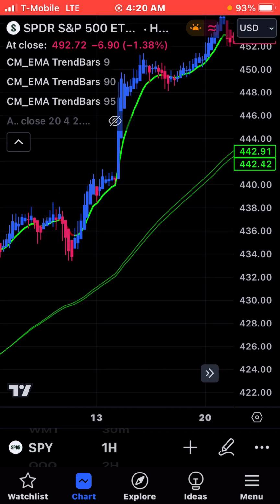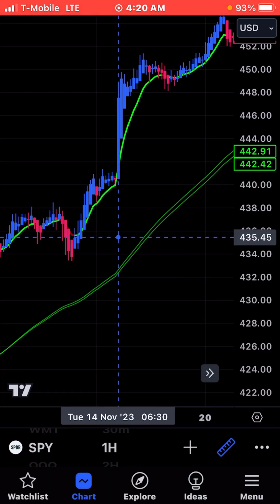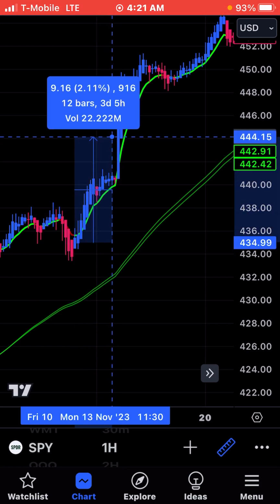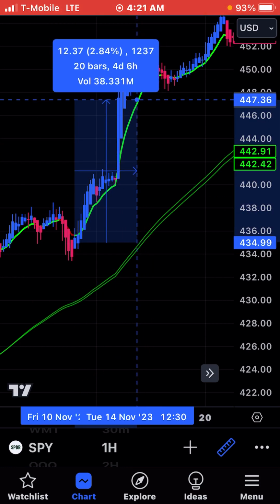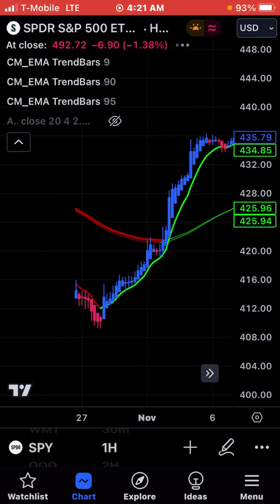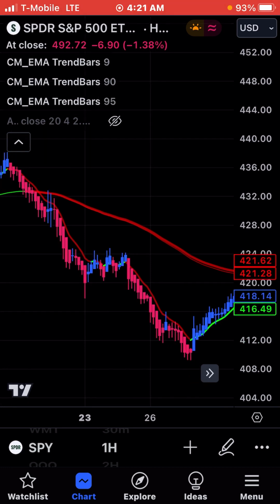So we can get in. Let's just do a couple of these. I think it was right about here to here. We'll ride this out. So yeah, that's a good run right there. So let's just do this one more time with SPY. And let's turn off the candles, you can see it better.